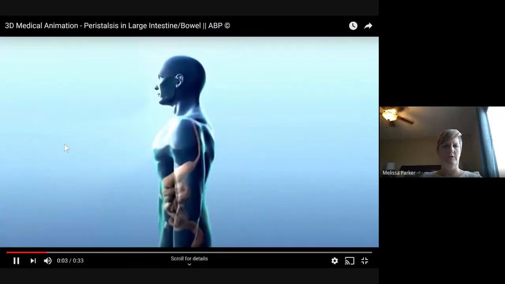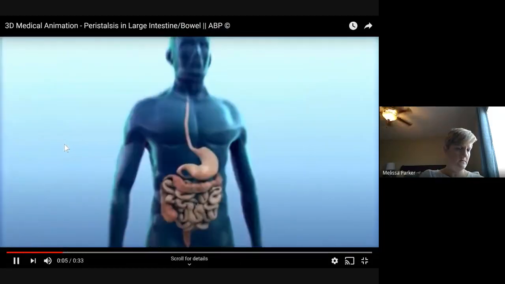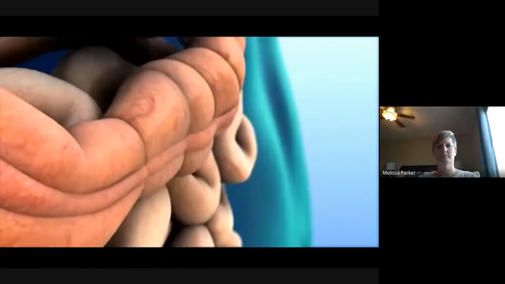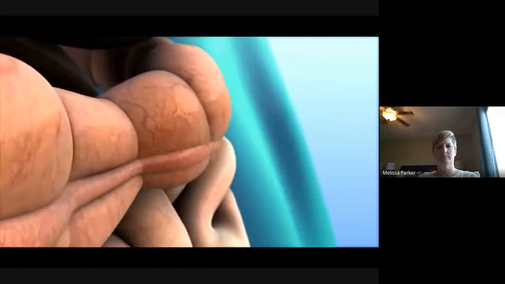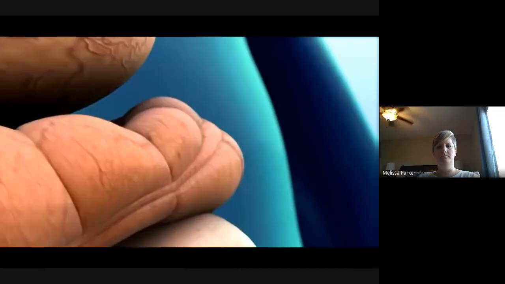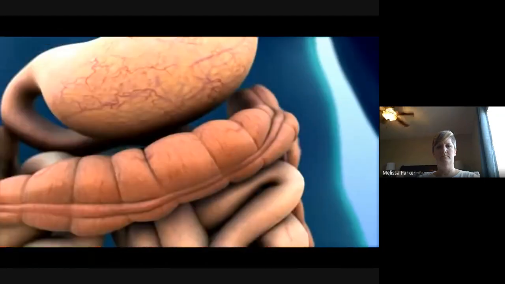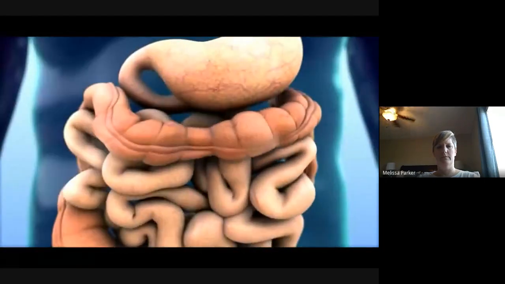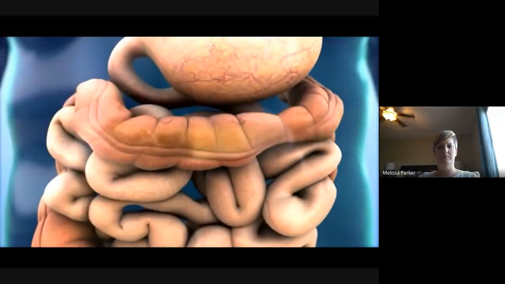So this is just showing you what peristalsis is. You notice it's kind of like a rhythmic motion.